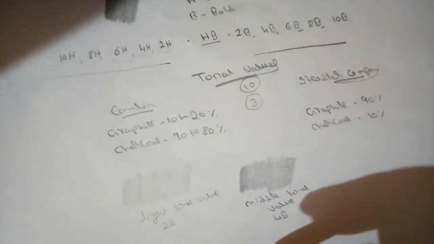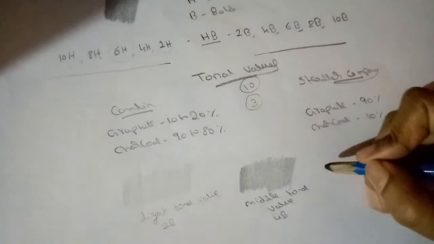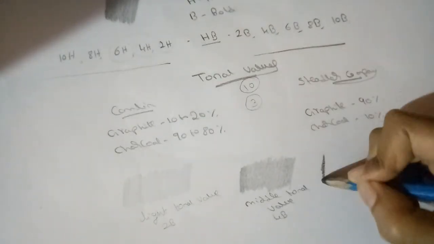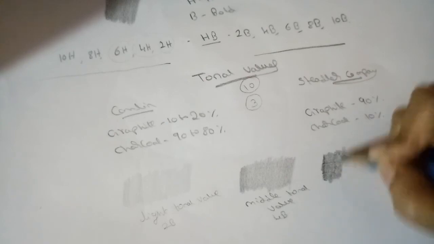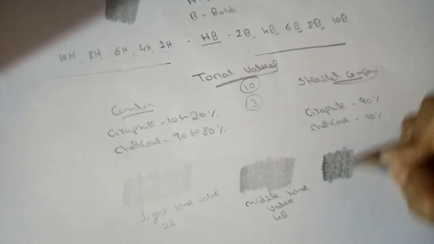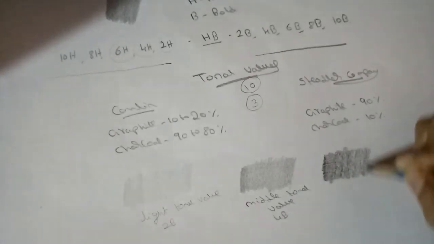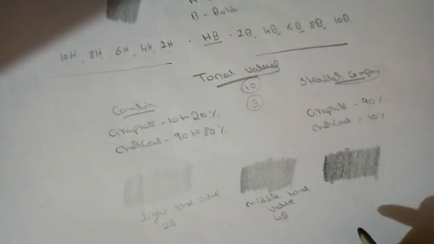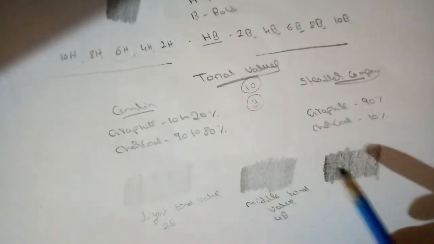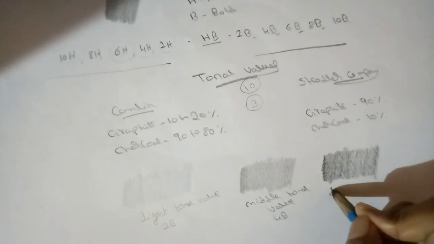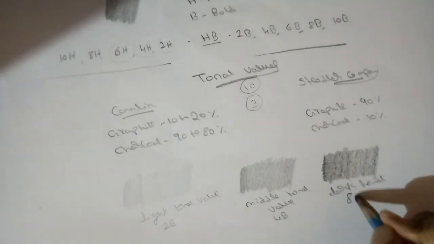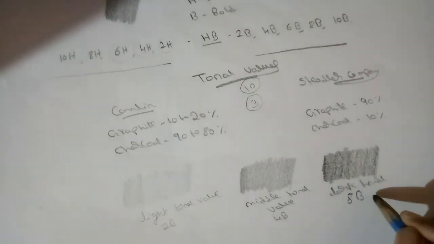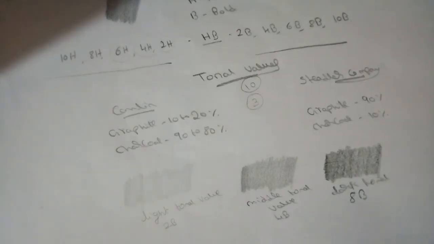And coming to the dark tonal value, I'm using an 8B pencil. Now you can see it's almost very dark. You can see now light, middle, dark. So here I'm using dark tonal value with an 8B pencil. Sorry for the bad handwriting. Okay, 8B pencil.